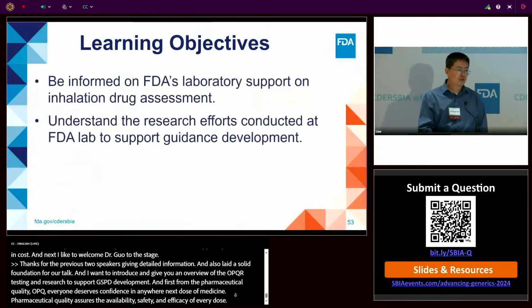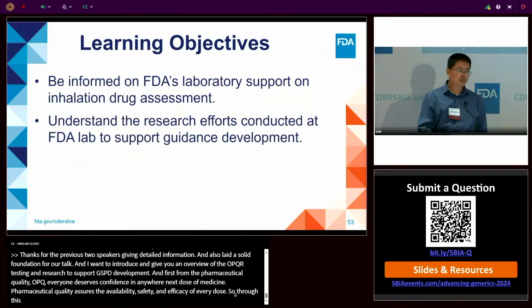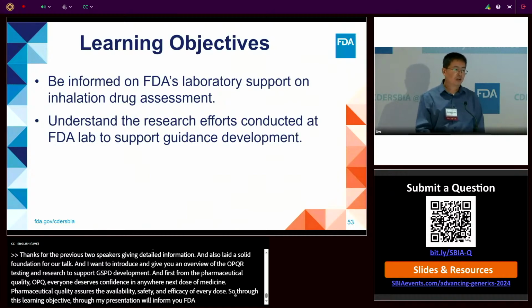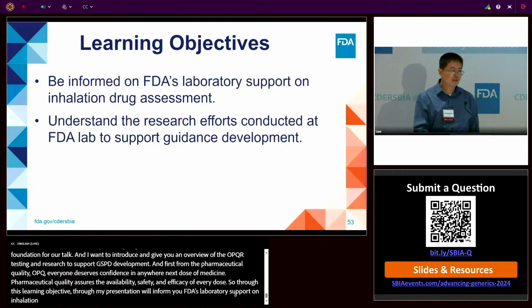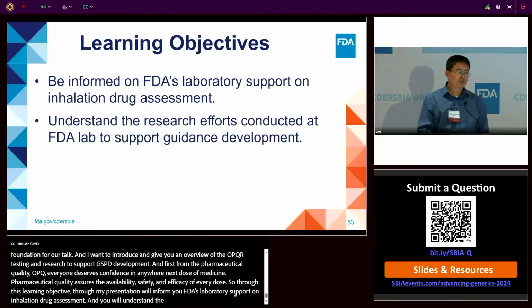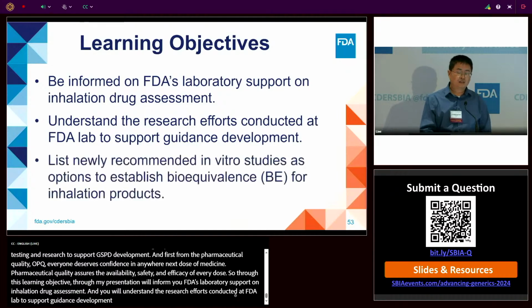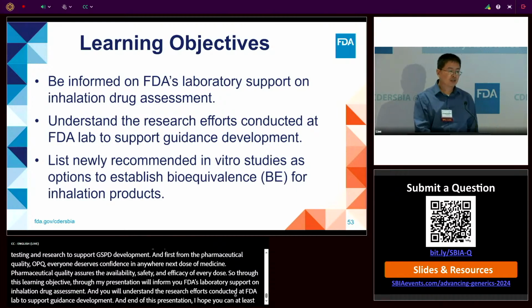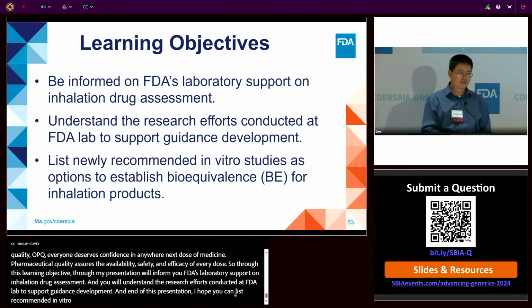So here are the learning objectives of this talk. My presentation will inform you on FDA's own laboratory support on inhalation drug assessment. And you will understand the research efforts conducted at the FDA lab to support guidance development. And at the end of this presentation, I hope you can list several newly recommended in vitro studies as options to establish BE for inhalation products.